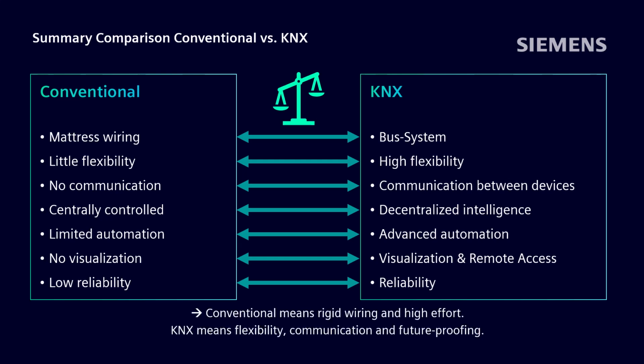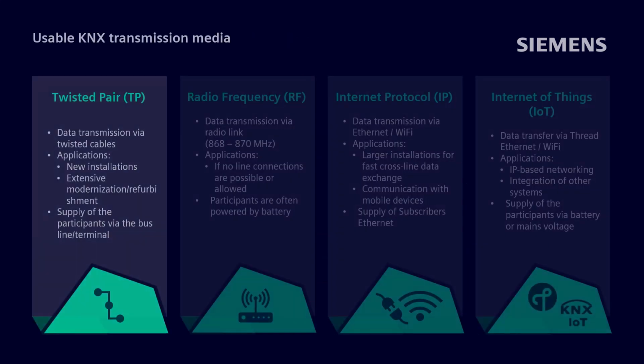In short, conventional means rigid wiring and a lot of effort. KNX means flexibility, communication, and future-proofing. Now that you are familiar with classic data transmission via the KNX bus cable and the differences to conventional installation, we will turn our attention to comparing the different available transmission media in the next step.